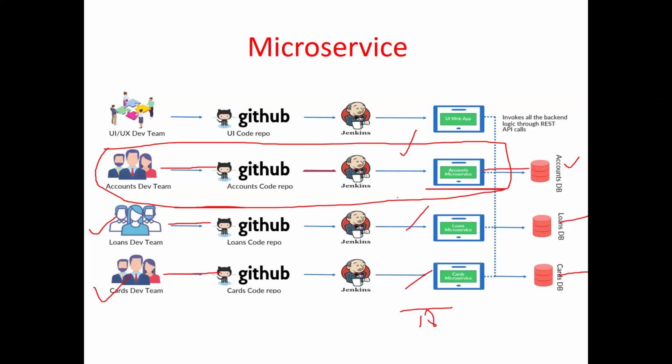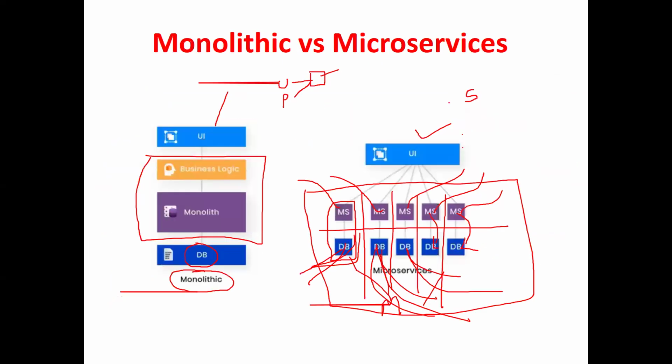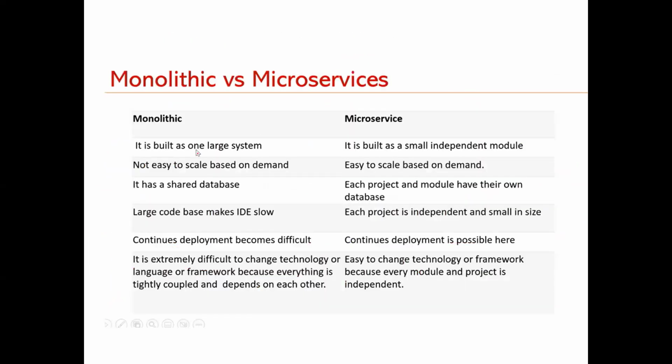So accounts has accounts APIs, loans APIs, and cards APIs. All the APIs we need to integrate in the front end, that is through your e-commerce application. In the back end you may have n number of microservices, but in the front end all the APIs should be invoked. Then what's the difference between these two architectures? Coming to monolithic, it is built as one large system. Here every service is a small independent module. That is the first difference.